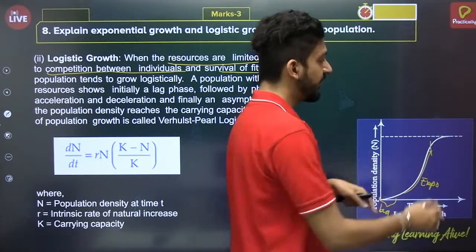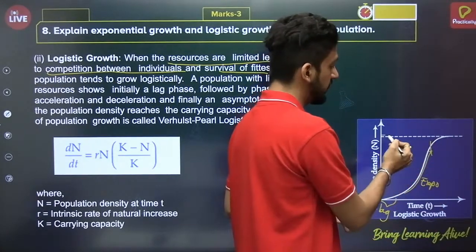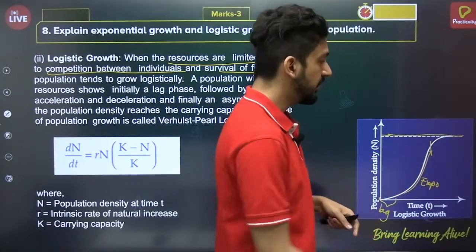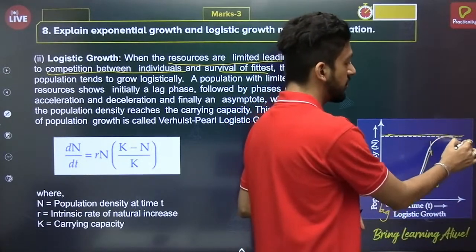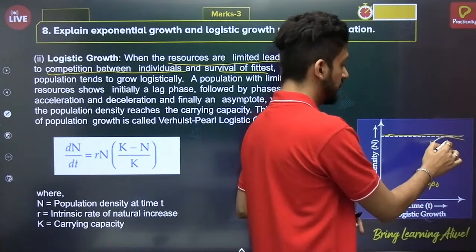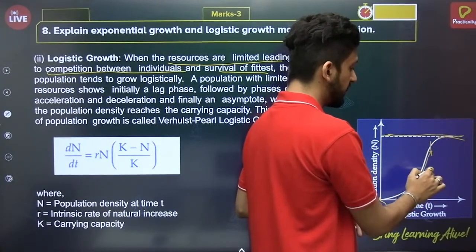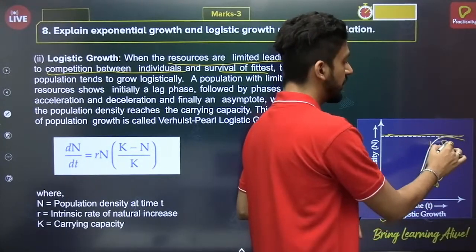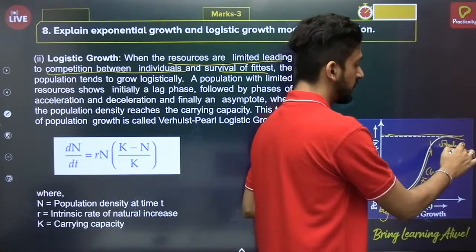Finally it will reach a stage when the resources are limited, the carrying capacity, and it will become stationary or constant. So this is the exponential, also called the log phase, and then this is called the stationary phase.